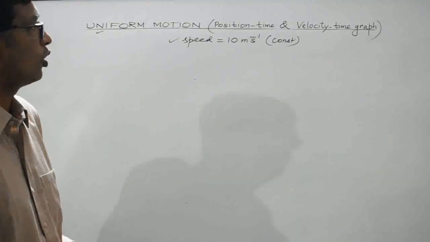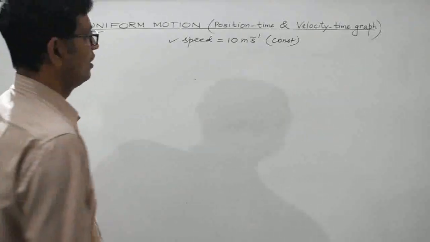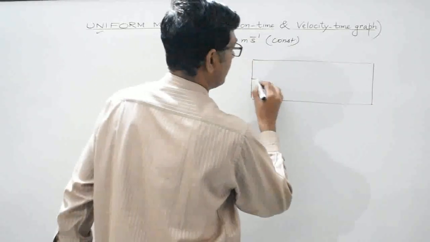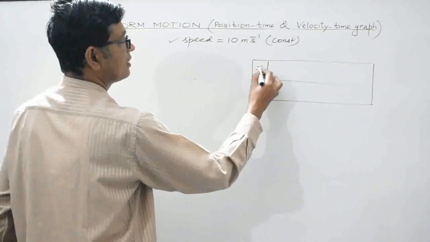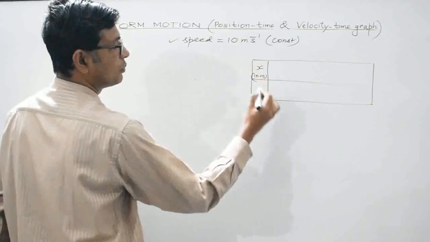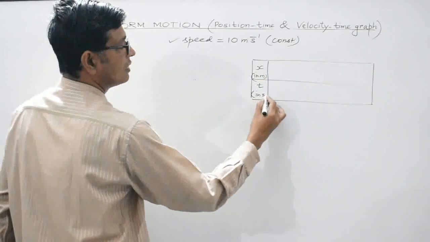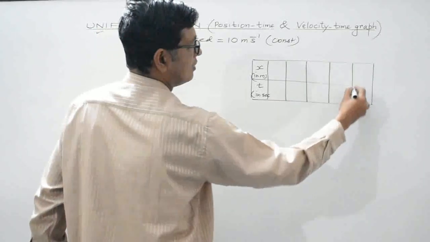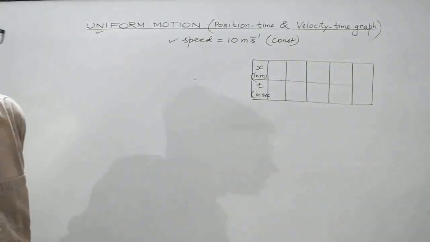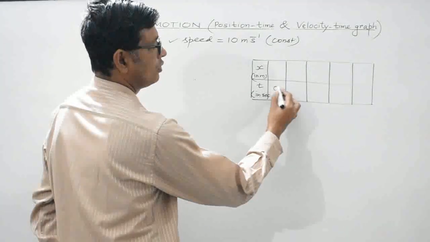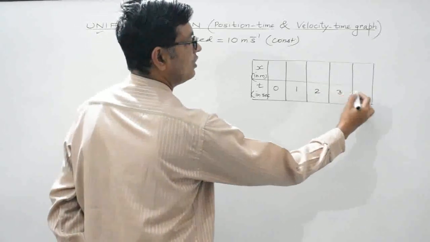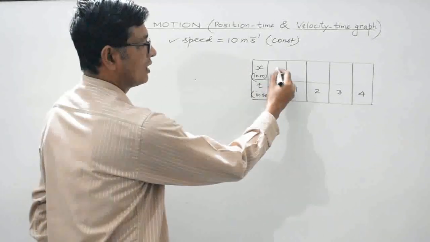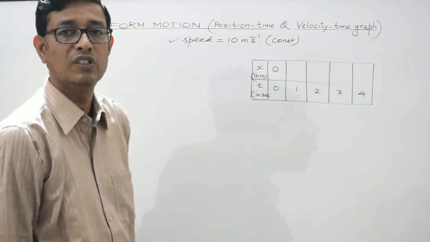So we are supposed to plot a graph between position and time. So let's prepare a table before plotting the graph. This is, suppose, x, in meters. This represents position and this is time, suppose in seconds. In order to plot a graph, at least 3-4 coordinates are required. Then only we can plot a graph, isn't it? So at t equals 0, t equals 1 second, t equals 2 seconds, t equals 3 seconds, t equals 4 seconds, and so on. Initially, suppose the body is at the origin, so x would also be equal to 0.